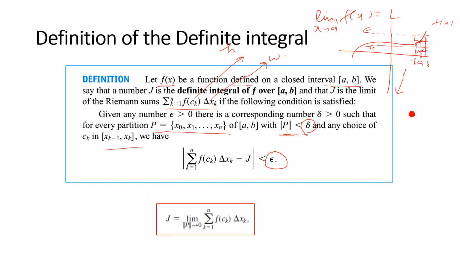Now you can see that this epsilon delta definition can be written as: the absolute value of f(x) minus L is less than epsilon whenever the absolute value of x minus a is less than delta. Here, the norm of P minus 0 is less than delta. That is, the norm of P approaches 0, right? So this is the definition of the definite integral.